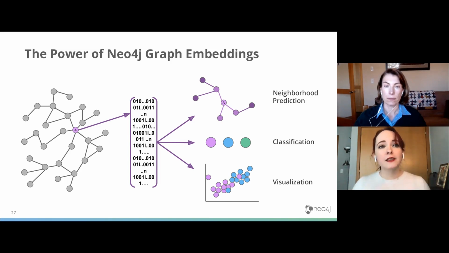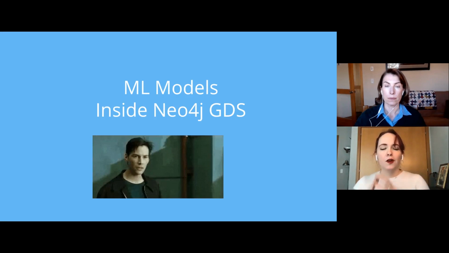So graph embeddings can be used for so many different things. They're really kind of foundational to your sophisticated ML pipeline. So how do we make GraphSAGE work, right? Because I'm training a predictive model. And the exciting thing here is this means that we now store machine learning models inside Neo4j.